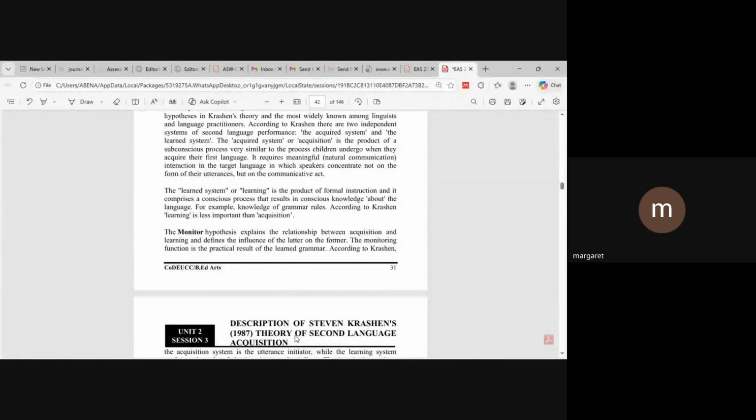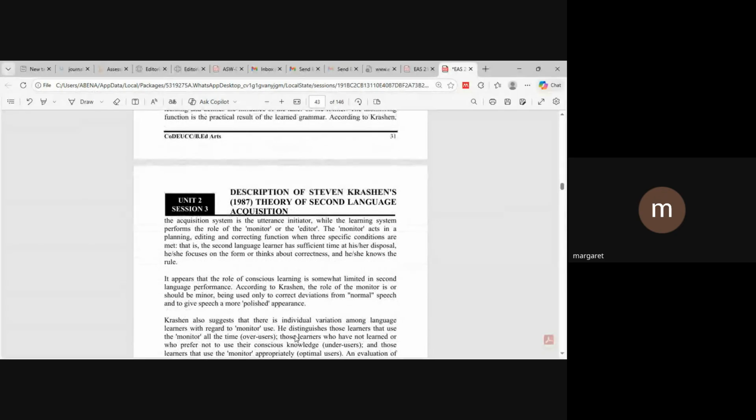Now, according to Krashen, there are three ways that a person can use their monitor. That is the learned system. Okay, there are three ways. An individual can either be an underuser, an overuser, or an optimal user. Please, let's take note. An overuser, an underuser, an optimal user. An individual who overuses their monitor, they are those people that we call the autocorrect people, right?